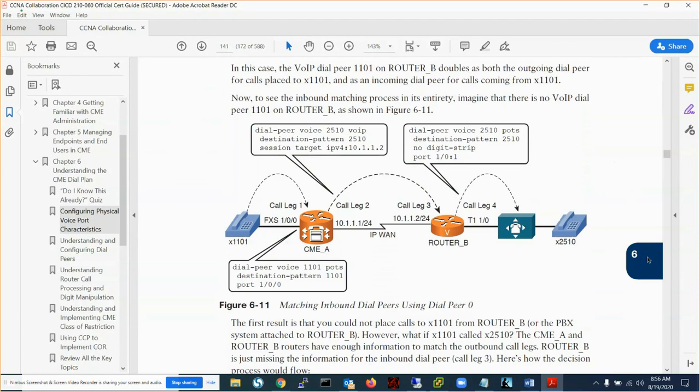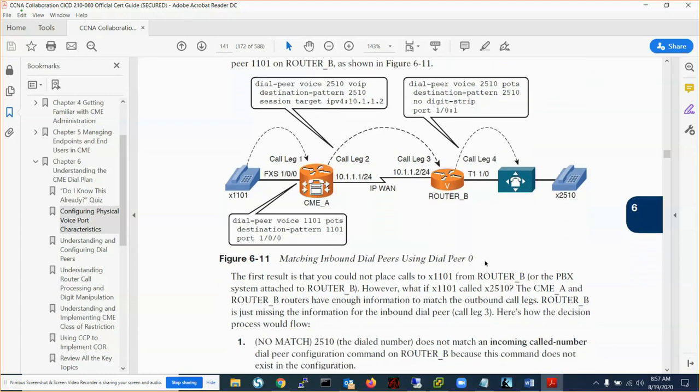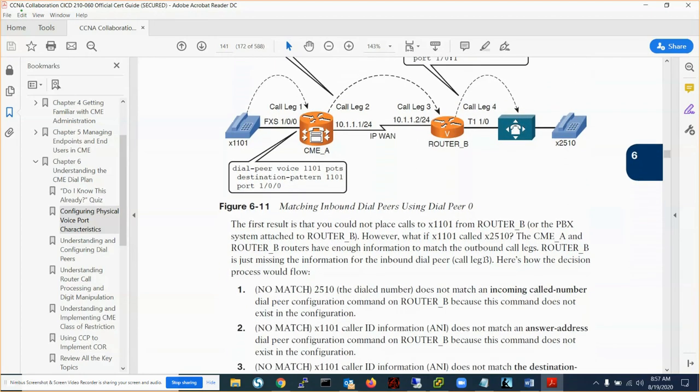So the VoIP dial peer 1101 on router B doubles as both the outgoing dial peer for calls placed to 1101 and the incoming dial peer for calls from 1101. Now, to see the incoming matching process fail, there's no VoIP dial peer 1101 on router B, as shown. So you realize they removed that 1101 dial peer from the router, the one we had previously. So there's no inbound match and it will fail all the scenarios. It wouldn't match anything. Right? So we will see it ball by ball here.